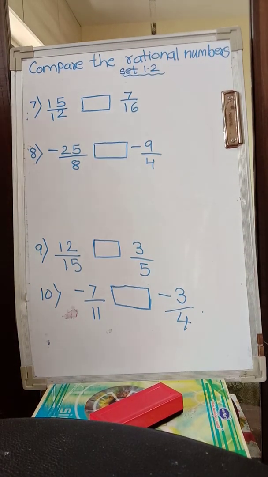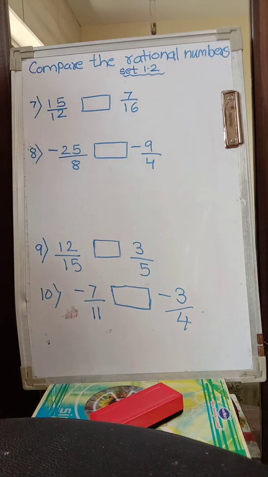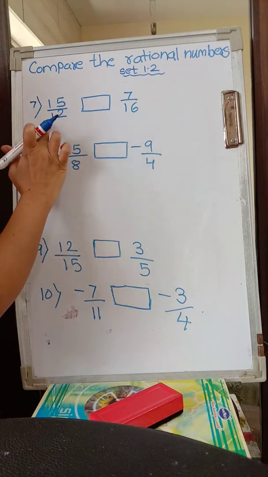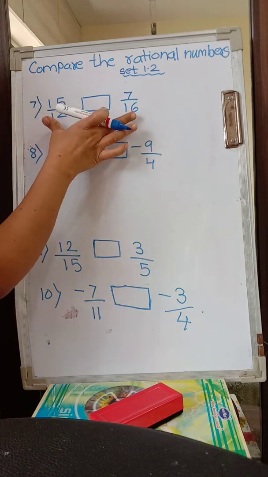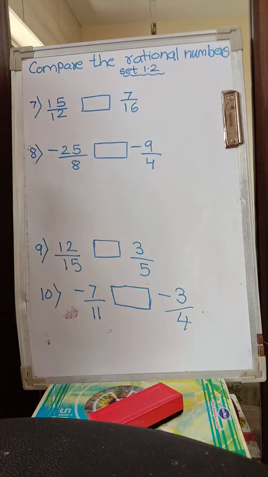Now these are the first 6 examples we have seen. You can pause the video and solve or take it down. Now these are other questions which arrive in 1.2. Now look over here. Here there are fractions but the denominators are different. When this is the case, you have to cross multiply and check which product is greater.